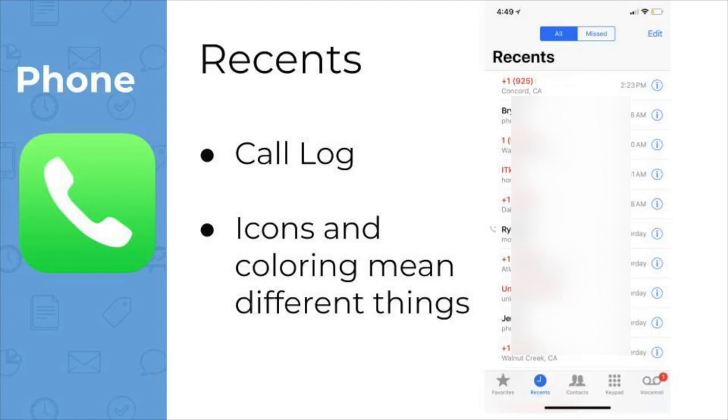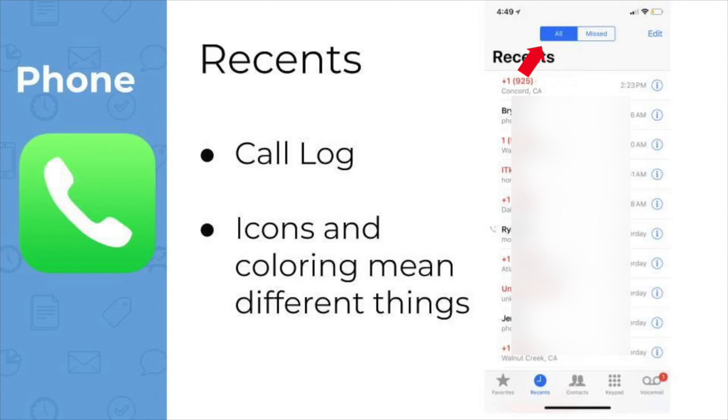There are a few other features that we should look at in the Recents tab. Up at the very top, you can see that you're able to toggle between All and Missed. All will show you every single call that has either been made by you or taken by you.